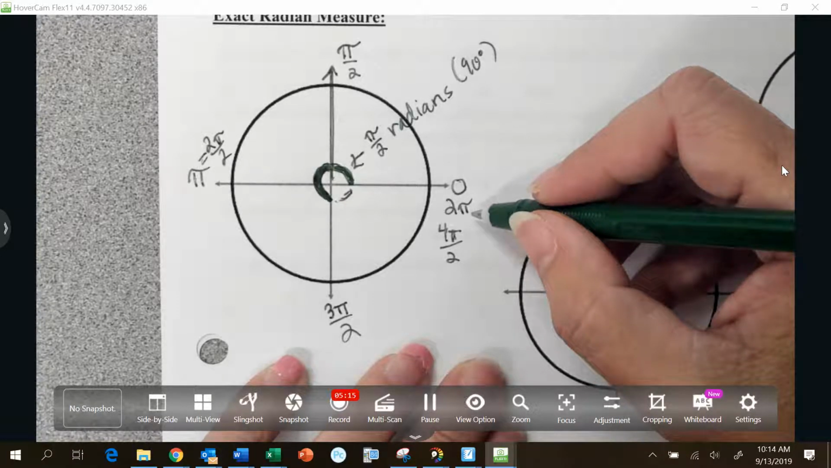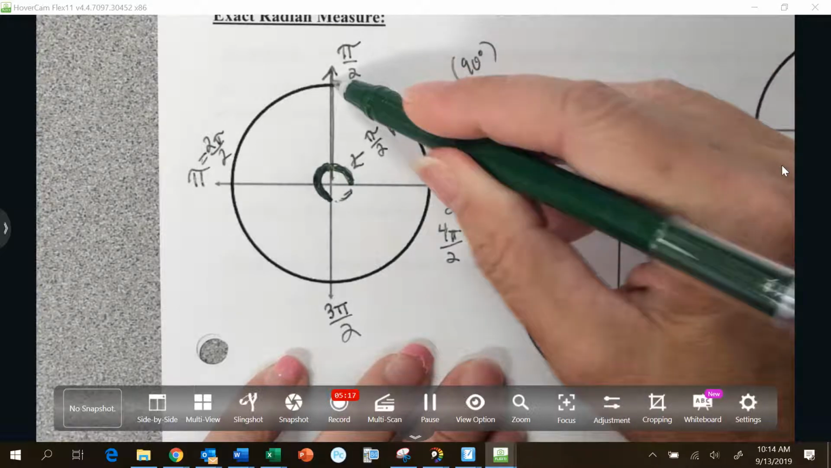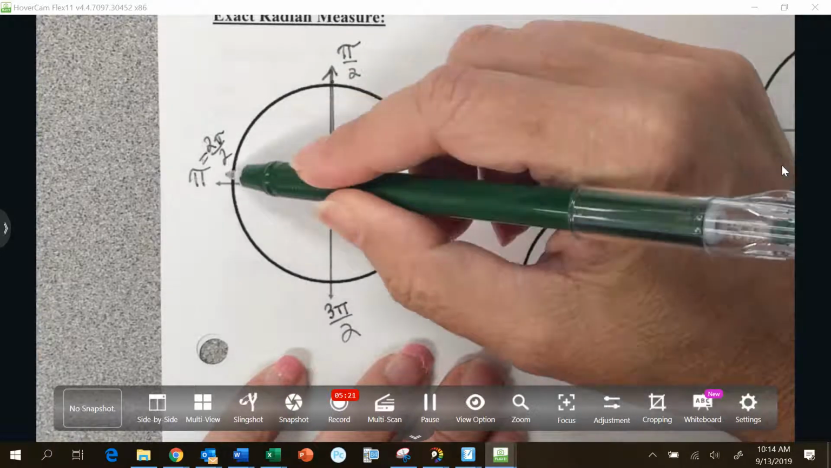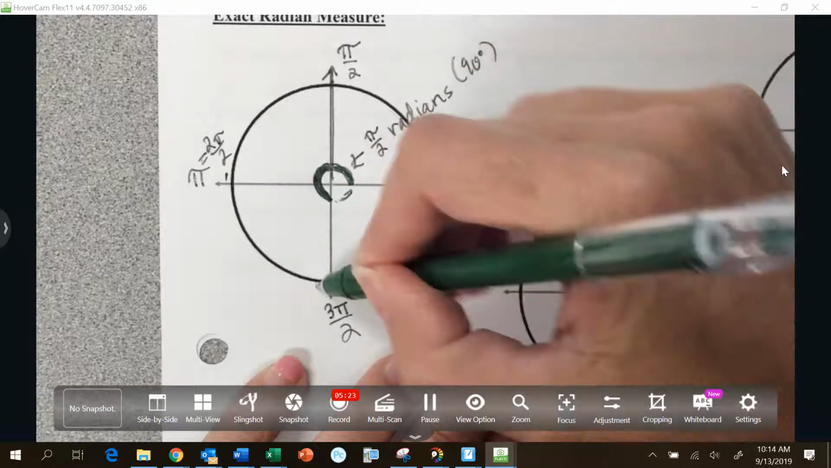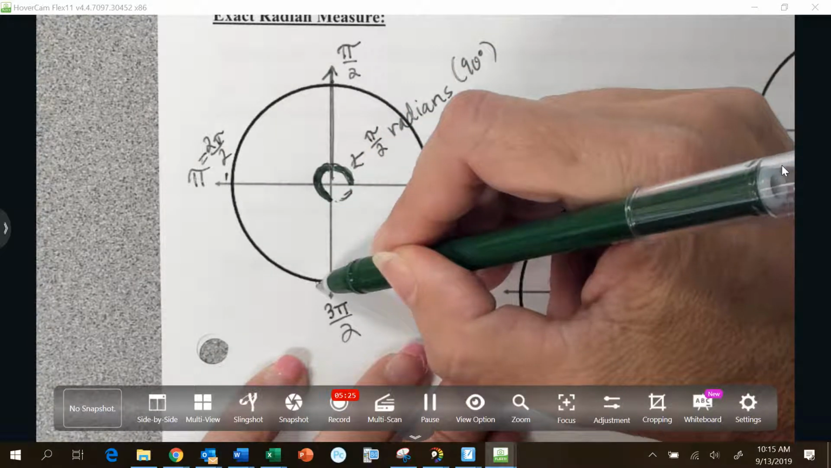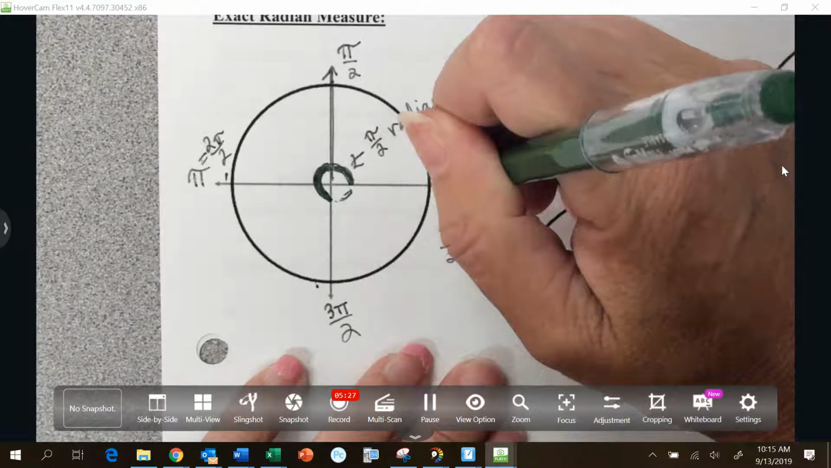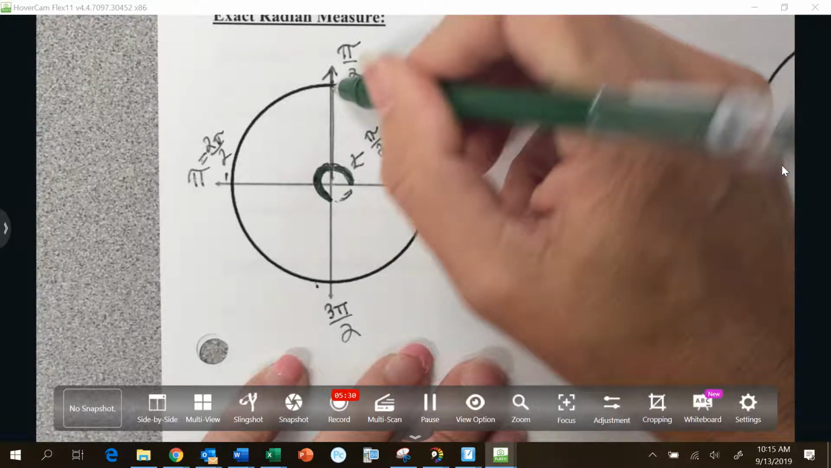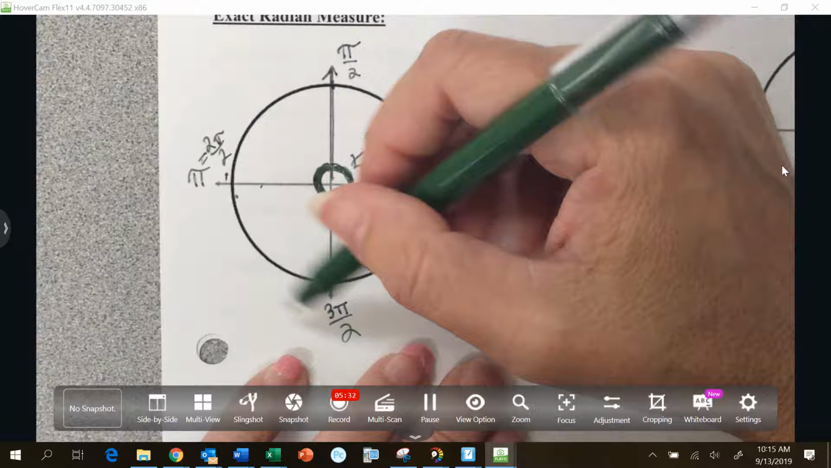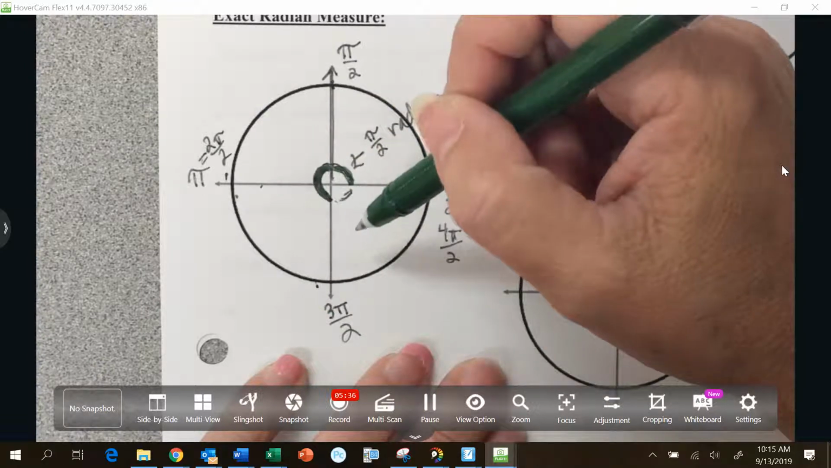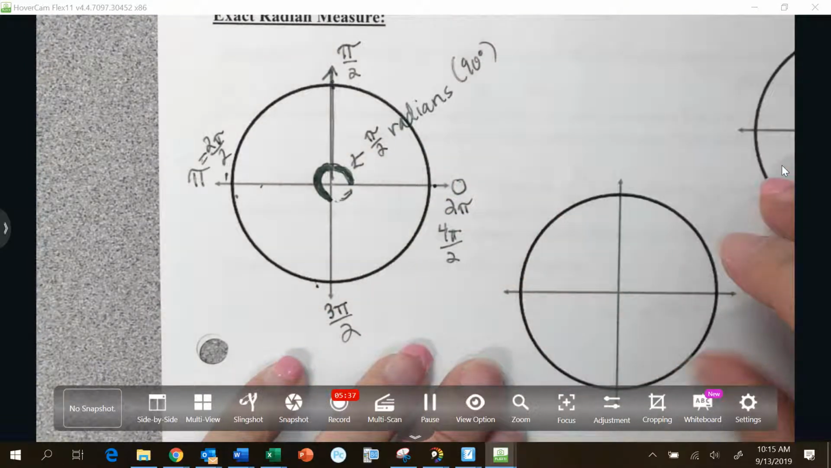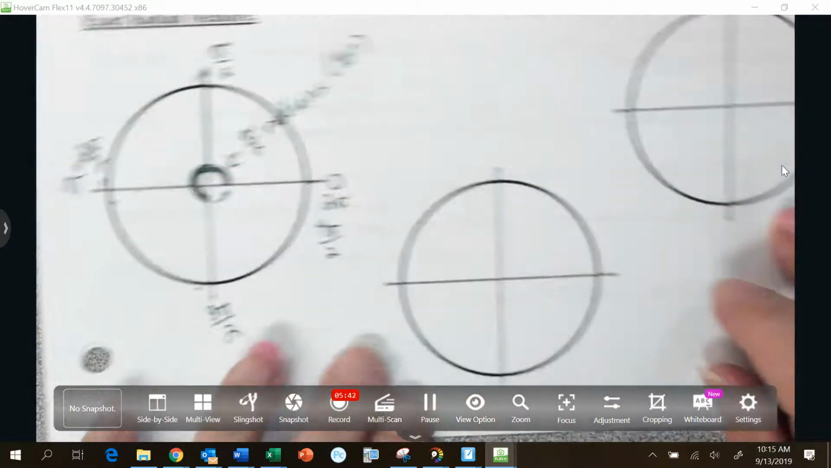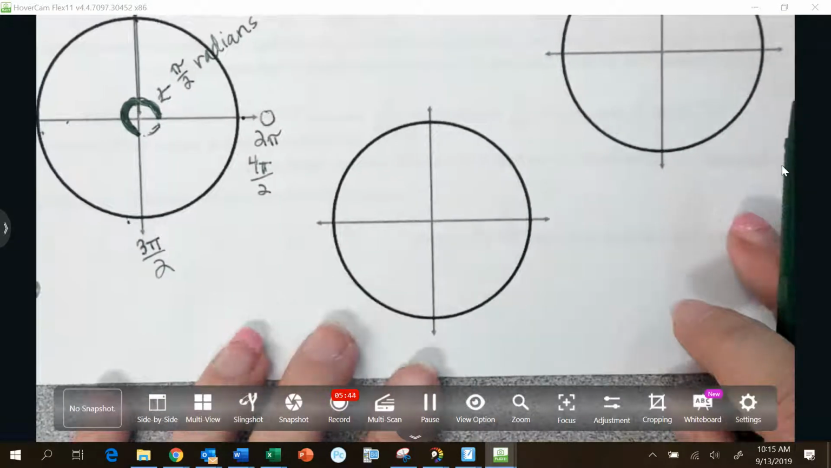So what if I kept going and I went one more? 5 pi over 2, what if I went another one? 6 pi over 2, another one? 7 pi over 2, another one? 8 pi over 2, no, it's not 0. 9 pi over 2, 10 pi over 2. I could keep going on for how long? I'm not going to do that, but you can keep going around and around because the circle never ends.